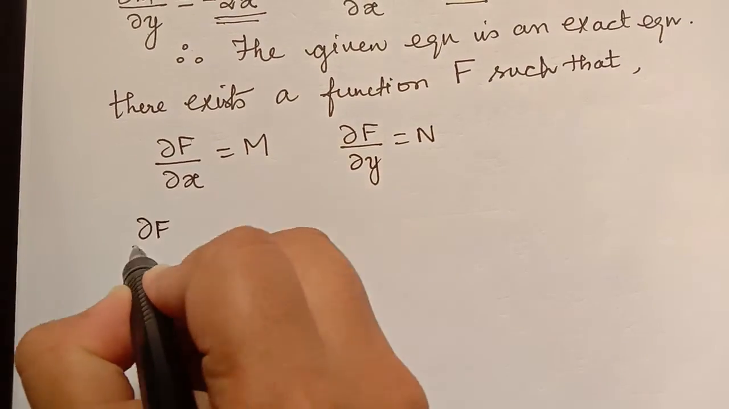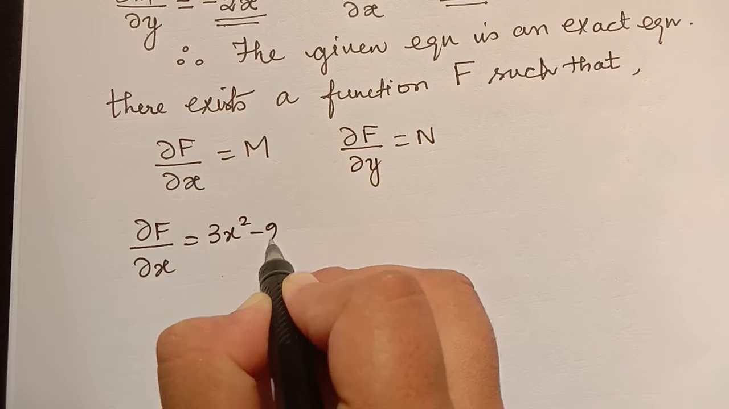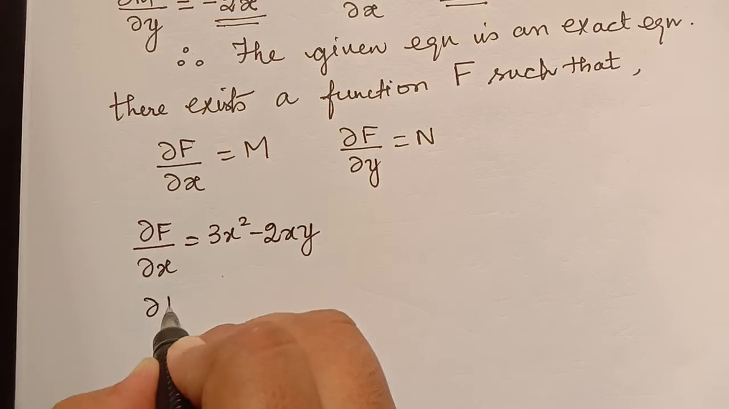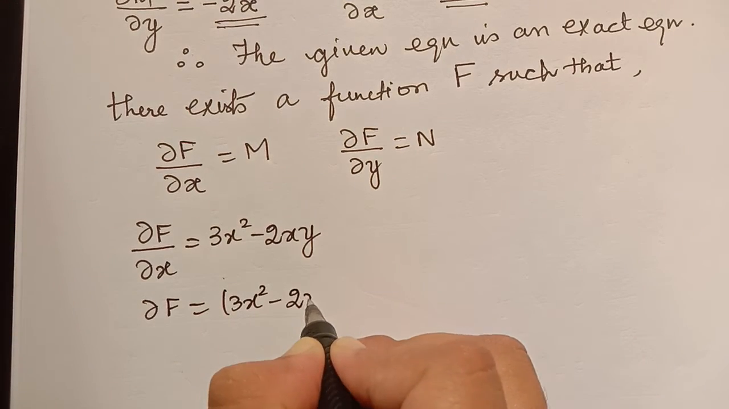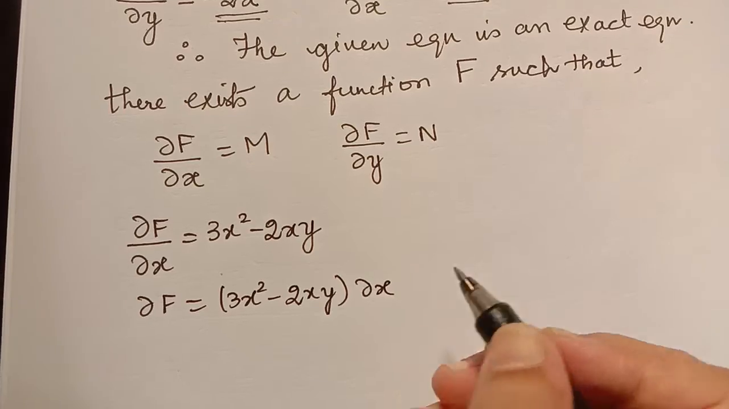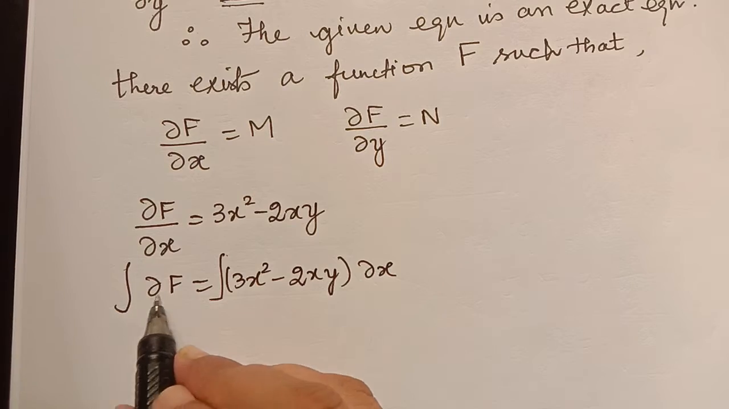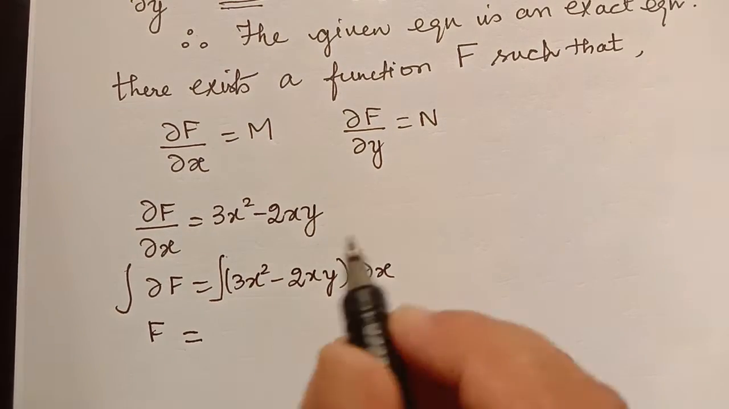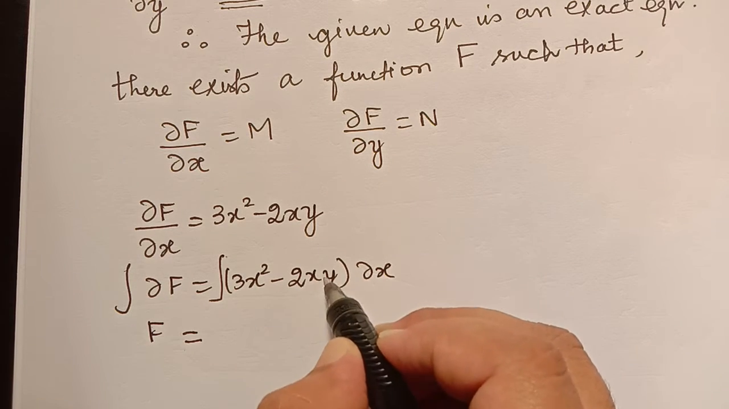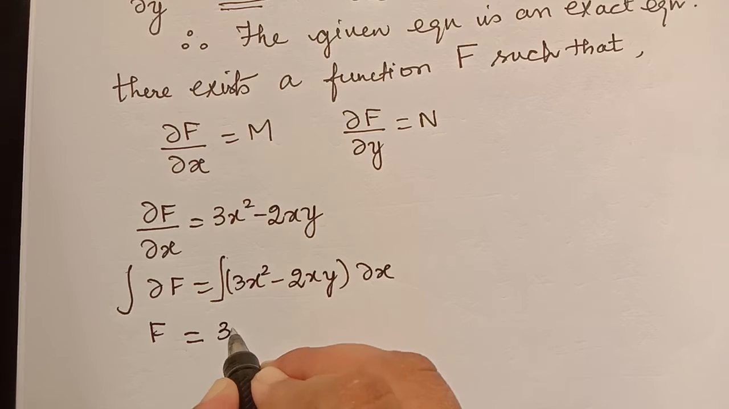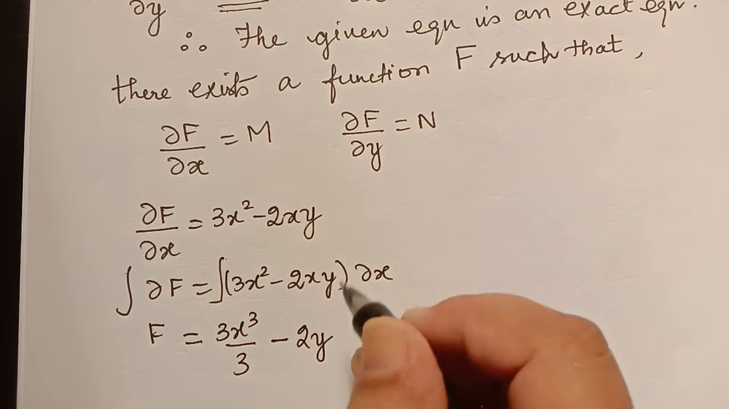So ∂F/∂x will be equal to the given M, which is 3x² − 2xy. Now this can be rewritten as ∂F = (3x² − 2xy) ∂x. Now integrating on both the sides, we get the integration of ∂F is F, that is equal to, now here we are partially integrating with respect to x, so y will be treated as constant.